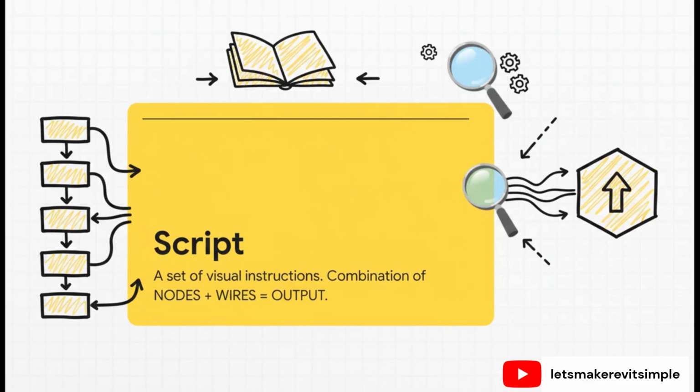So let's demystify that word, script. In the world of Dynamo, a script is just the set of visual instructions that you've built. It's your complete recipe. You take your nodes, you connect them up with your wires, and the final thing that pops out at the end, that's your result. That's your output. It's really that straightforward.